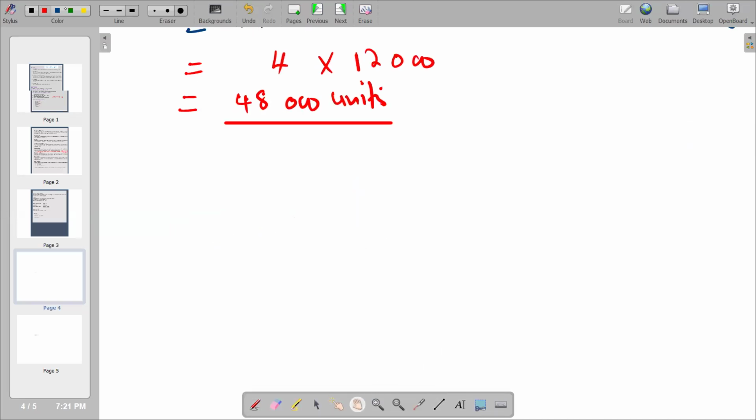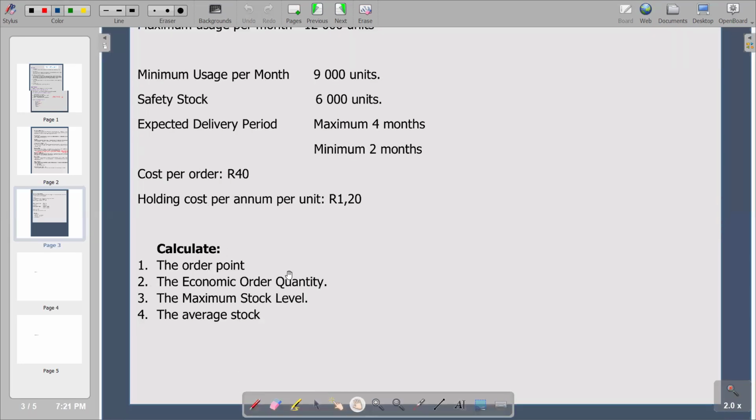On to the next part, whereby we are now calculating the economic order quantity. The first step is to put down the formula for economic order quantity.